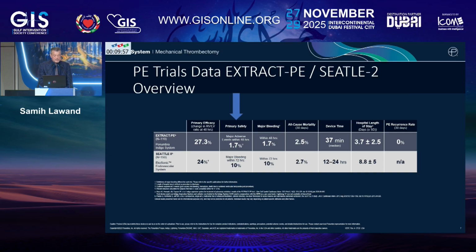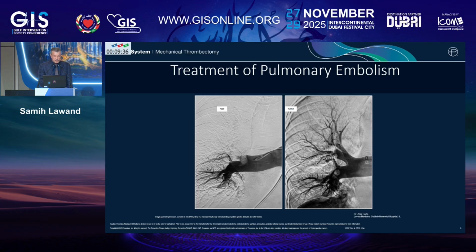In this comparative study, this is not a head-to-head comparison between Extract PE, the randomized trial, and Seattle of anticoagulation systems. Clearly, there was a primary safety favorable outcome, major bleeding outcome, and hospital stay outcome benefit.